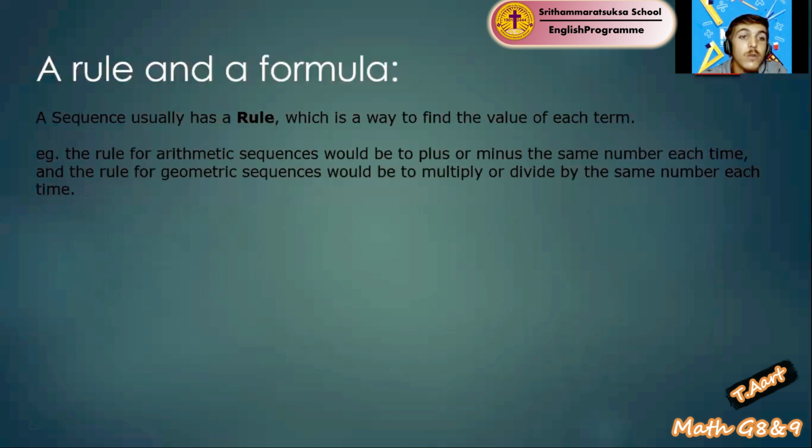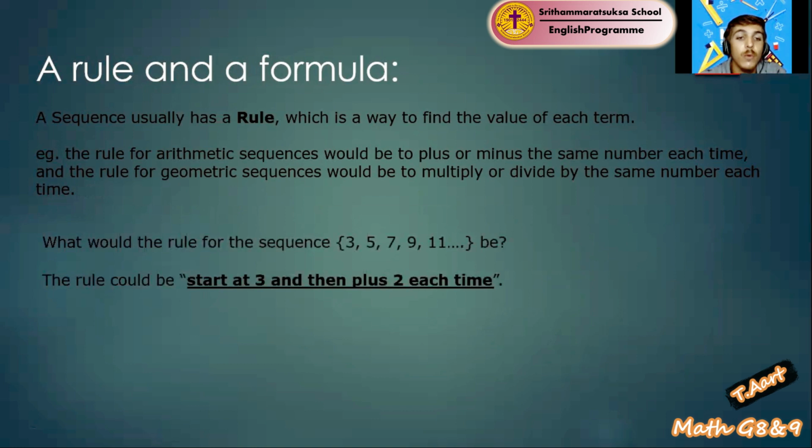A sequence usually has a rule, which is a way to find the value of each term. For example, the rule for an arithmetic sequence would be to plus or minus the same value each time. And the rule for geometric sequences would be to multiply or divide by the same number each time.